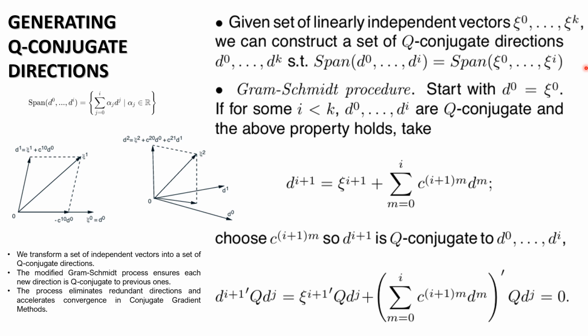How to construct such kind of Q conjugate directions? At first, we are given a linearly independent set of vectors xi0 and so on xik. We can construct a corresponding set of Q conjugate directions d0 and so on dk, and we would be ensured that this sum of multiplication of step size and corresponding directions is equal to the multiplication of step size and our linearly independent vectors xi.